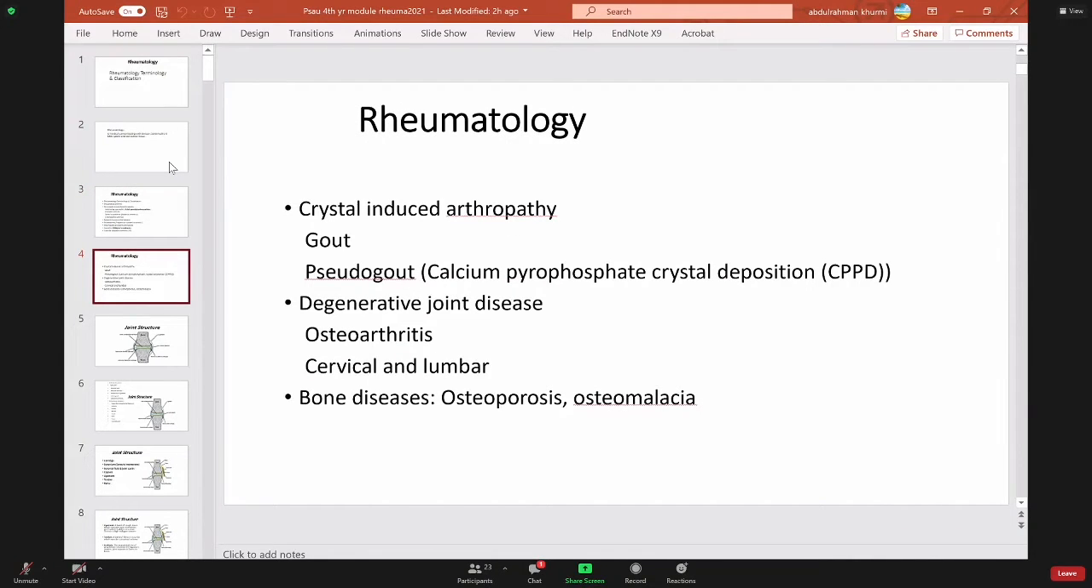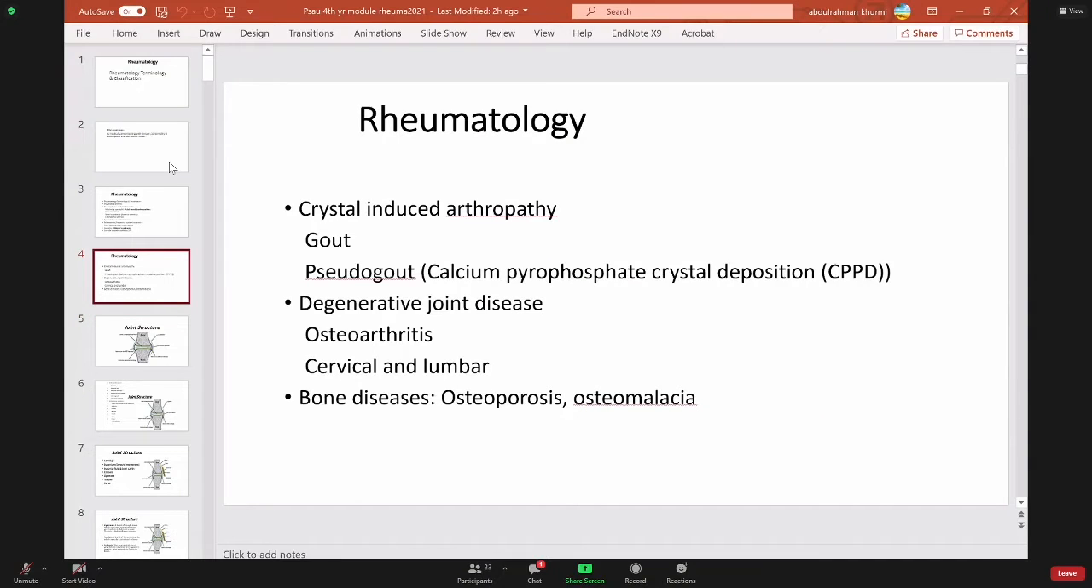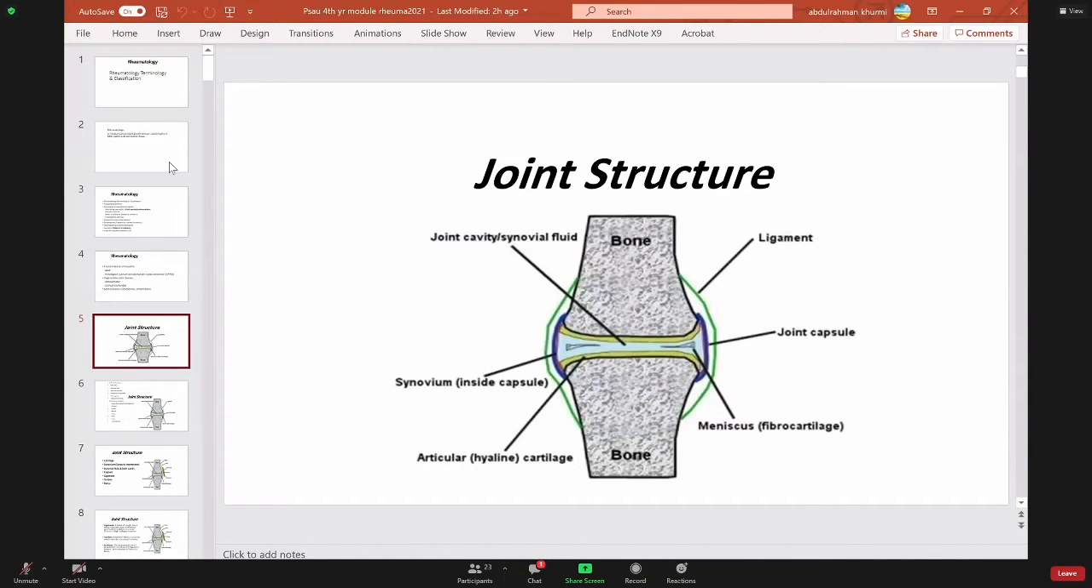So rheumatology does include all of these, among others, but these are the most common diseases you will face in rheumatology. So as introduction, you need only to know briefly about them, and you need to know the most common features of rheumatological illnesses. So what is this? Joint capsule and joint structure.